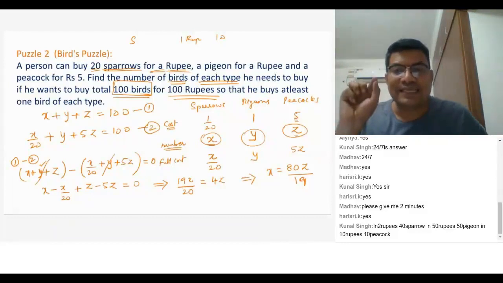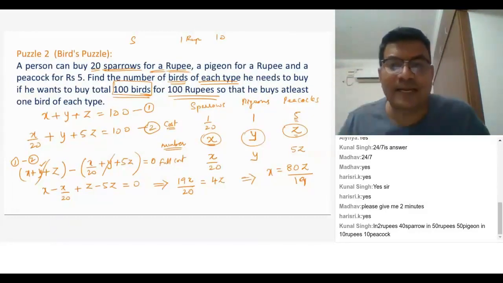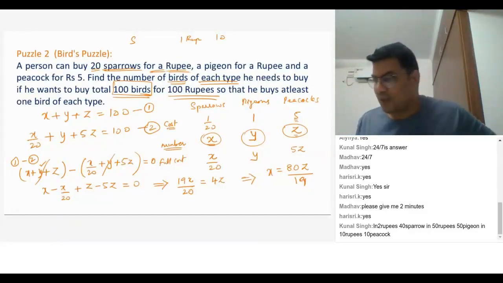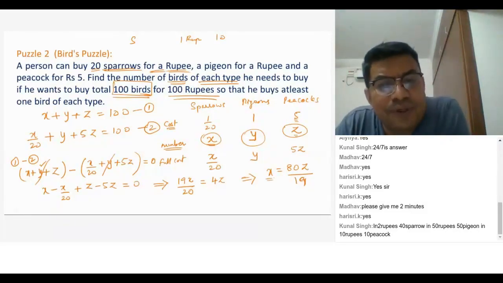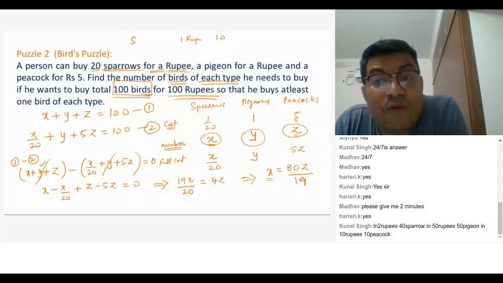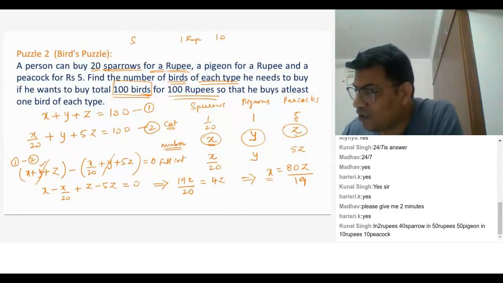Now you got x is equal to 80z by 19. Now, tell me, what is this x? X is the number of what? The number of birds. It's not number of birds, it's number of sparrows. Correct? Yes. X is number of sparrows.